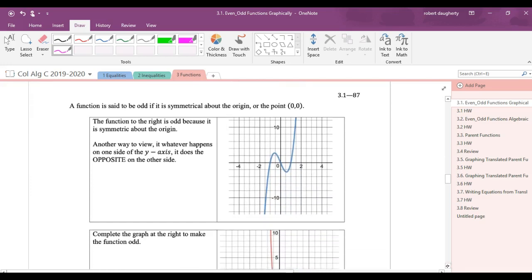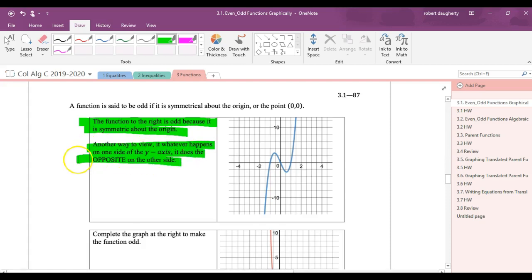Now, let's talk about what it means for a function to be odd, okay? Even means the same values. Odd, think of odd as meaning the opposite, okay? So a function is said to be odd if it is symmetric about the origin. Another way of thinking of it is whatever happens on one side of the y-axis, it does the opposite on the other side of the y-axis. So think about this function. If we look at this function, it goes from the origin, it goes up, it goes down. What would be the opposite of going up and then going down? Going down, then going up.